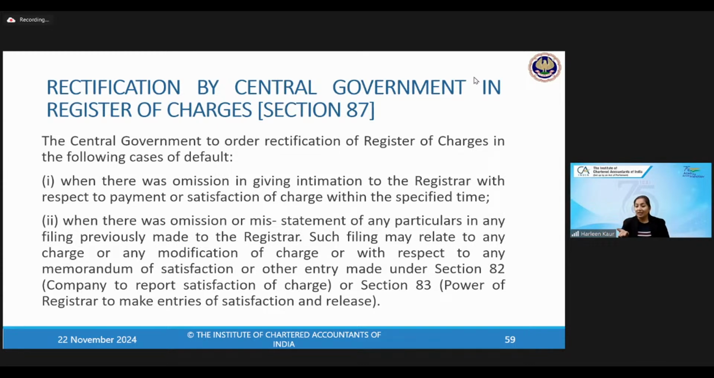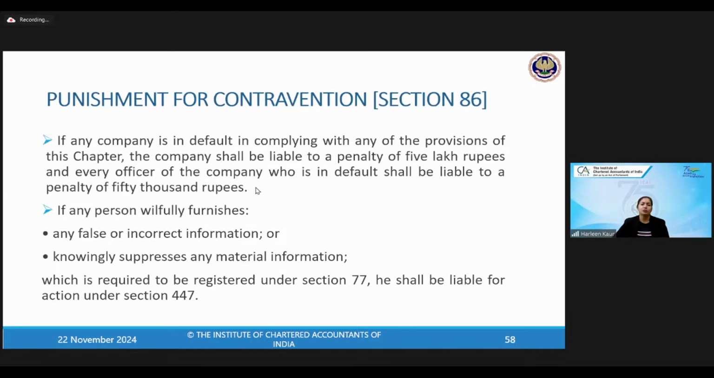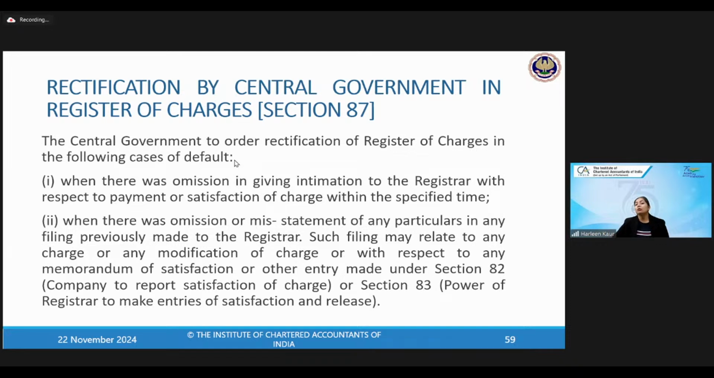If you had to do the satisfaction of charges or the modification of charges and you have not done it timely, or you have not given the statements correctly, inadvertently, by mistake, not intentionally. If you are doing it intentionally, then 447 is there. The willful word is there, then 447. Here you have made some mistake. You can request the Central Government to please allow us to rectify the register of charges.